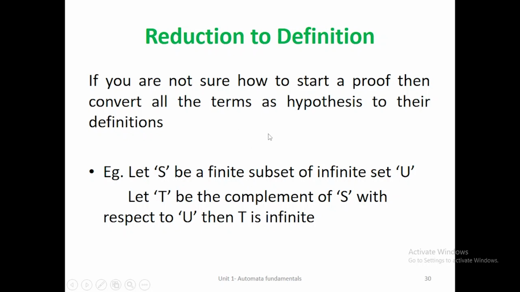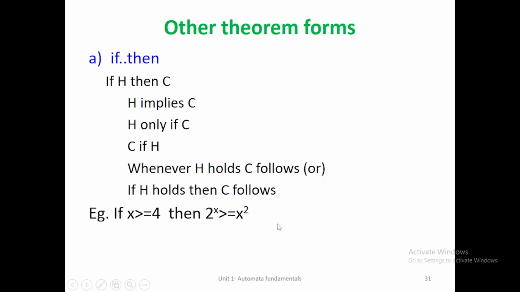So here, what are the hypotheses? I am taking hypothesis 1 as S is a finite subset. The second hypothesis is U is an infinite set. The third hypothesis is T is the complement of S. And the fourth hypothesis is T is also a subset of U. So based upon these 4 hypotheses, I will prove the conclusion that T is infinite.